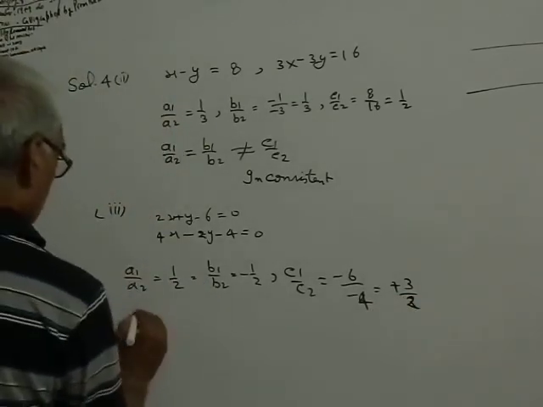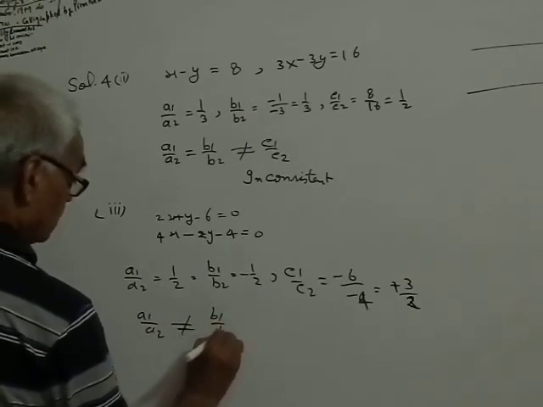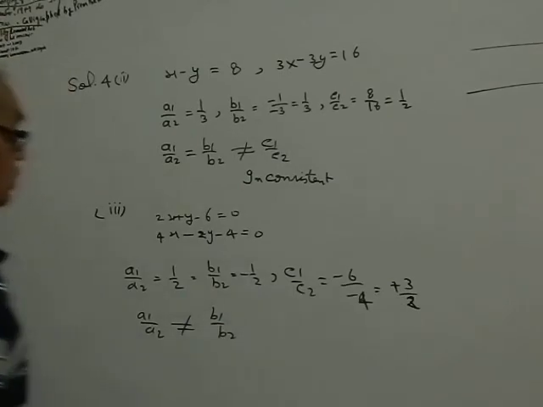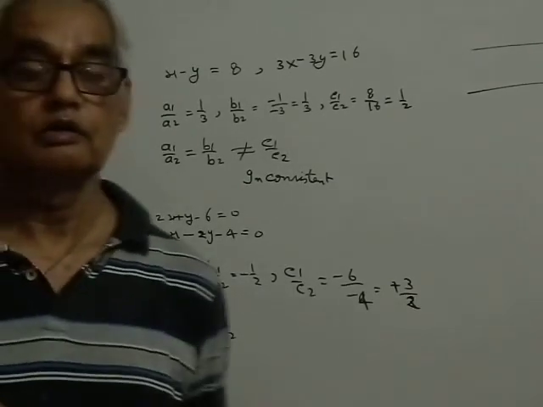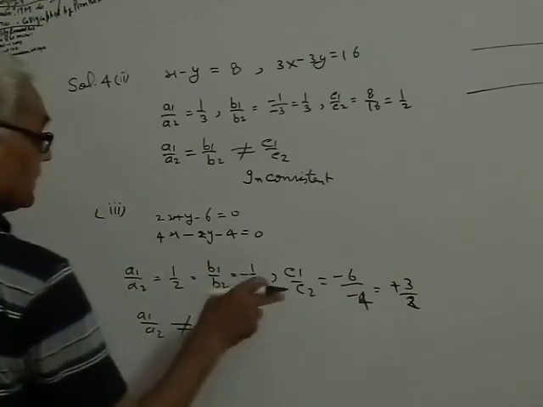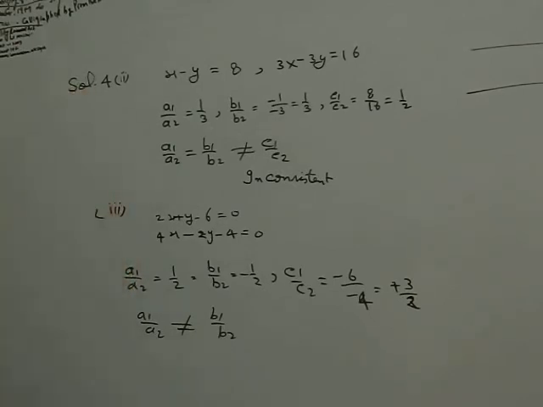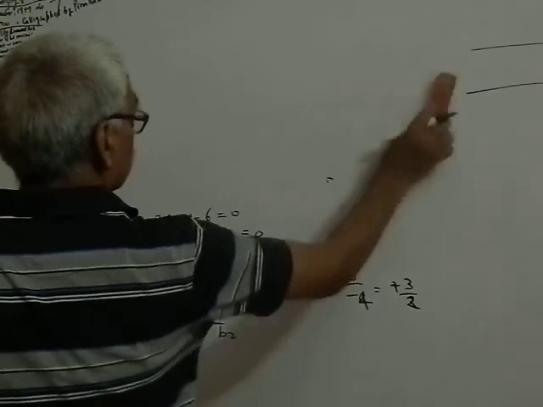So you will get a1 upon a2 is not equal to b1 upon b2. So these two lines will be consistent, they intersect at a point, and you will get a unique solution for the third part of question number 4. Now come to the fourth part of the question.